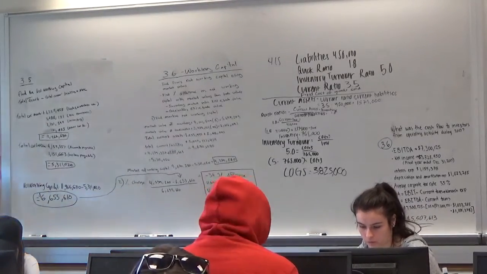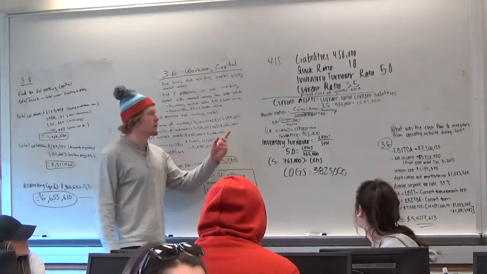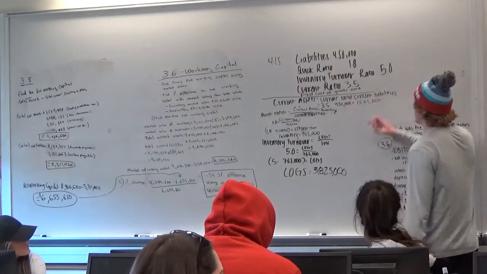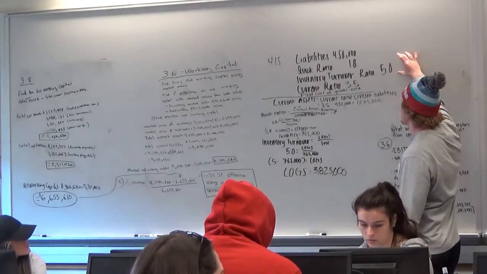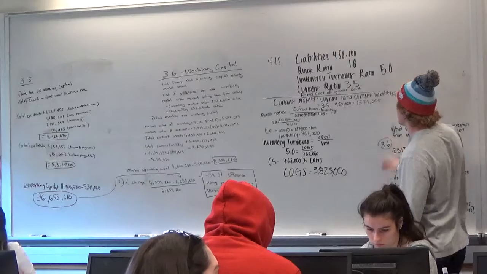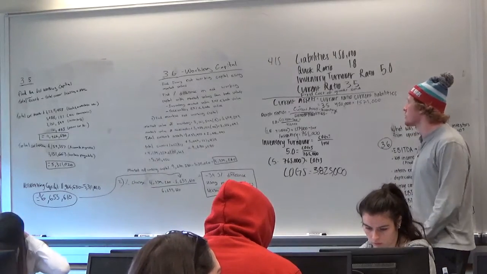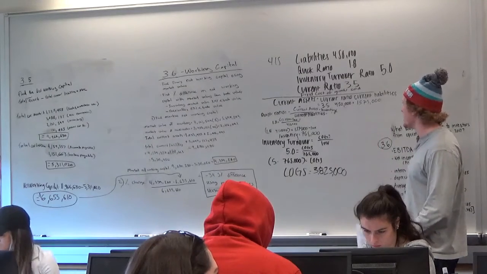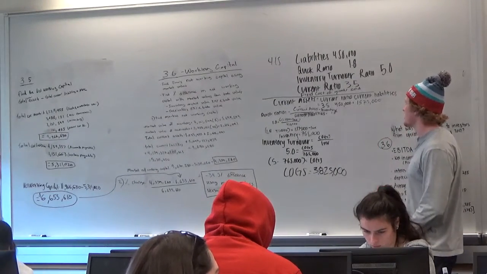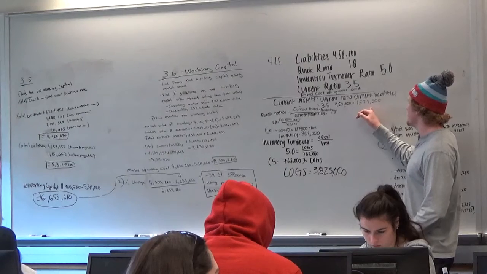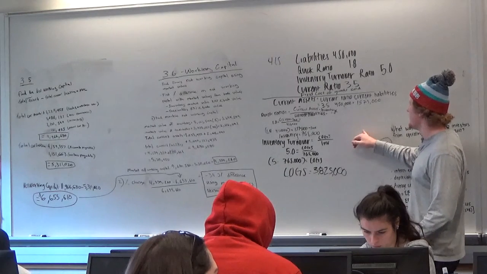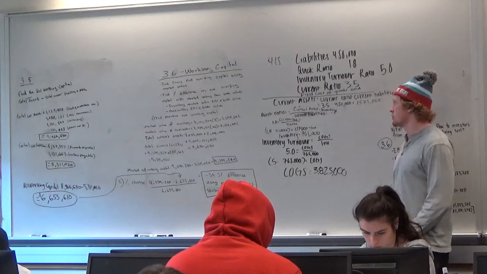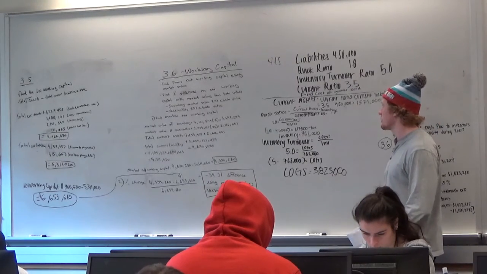So I had 415, which is find the cost of goods sold. So for the liability, it gives us all these numbers right here. The liabilities is 450,000, quick ratio is 1.8, inventory turnover ratio is 5.0, and current ratio is 3.5. So in order to find the cost of goods sold, you first have to find current assets, which is current ratio times current liabilities. This gives us 1.5 million, and then once you have the current assets, you can then find the quick ratio, which is current assets minus inventory over current liabilities.